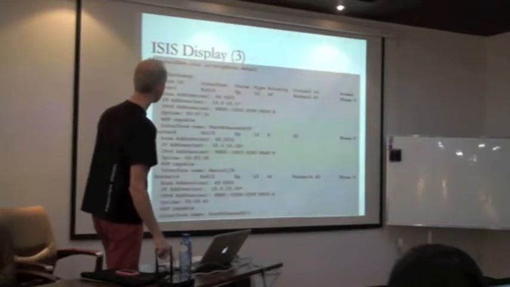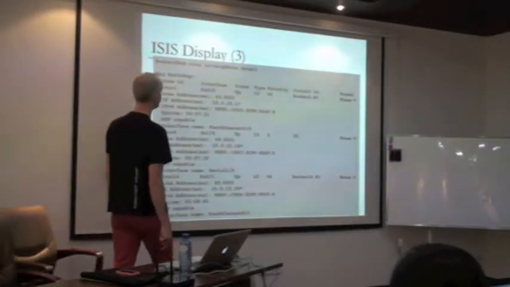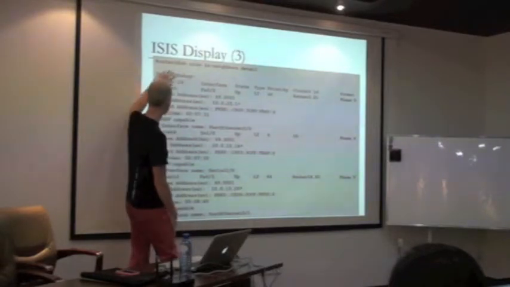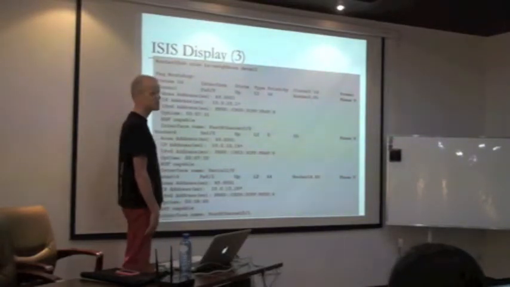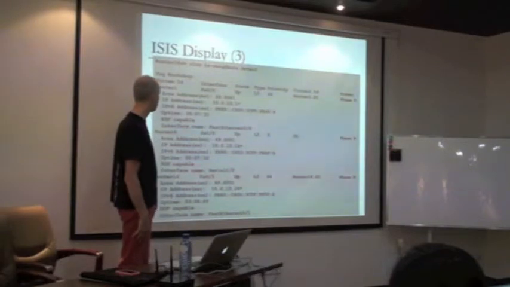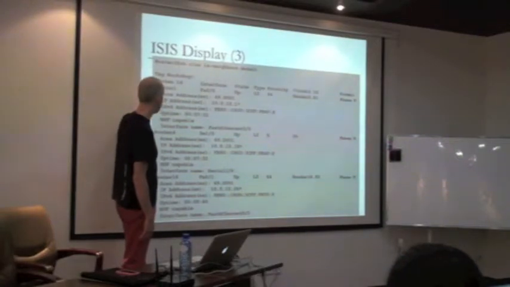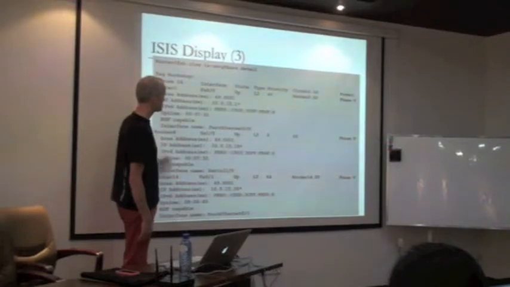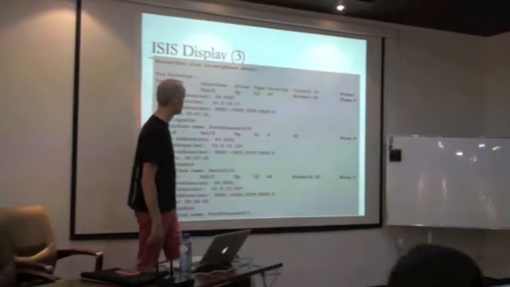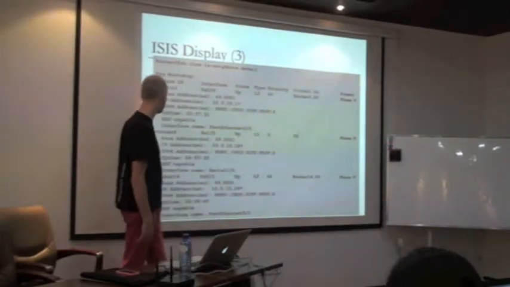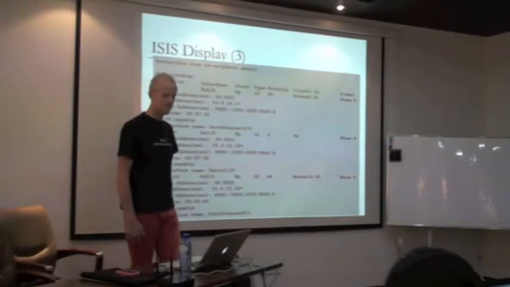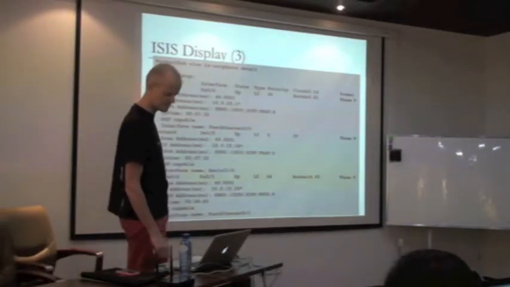Show CLNS IS neighbors detail, so we can find the details about all the different neighbors. So here's router 1, router 4, router 14, taken straight from the lab. It says what it can do: it's got the area, the IPv4 address, the v6 address, how long it's been running, non-stop forwarding, the type, the priority, circuit IDs, and all these types of things as well. So that's a typical display.